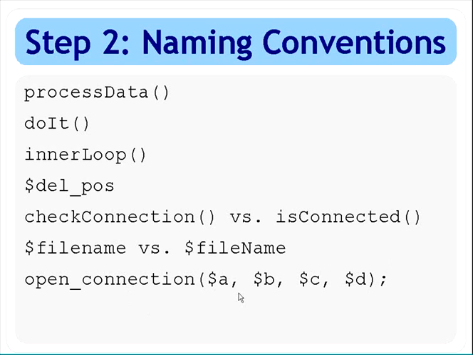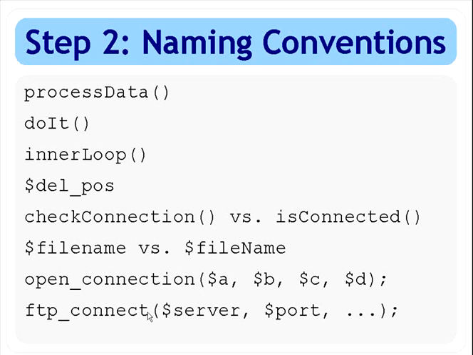Now, open connection is a great name, but I have no clue what connection is opened. And then I have 4 parameters, A, B, C, D, and I have no idea what they are supposed to mean, which is obviously not a good naming. And this is a very important example. FTP connect, server, port, whatever. FTP connect is a native PHP function brought in by the FTP extension. If you have that enabled, PHP will complain with a fatal error if you try to define a function called FTP connect.